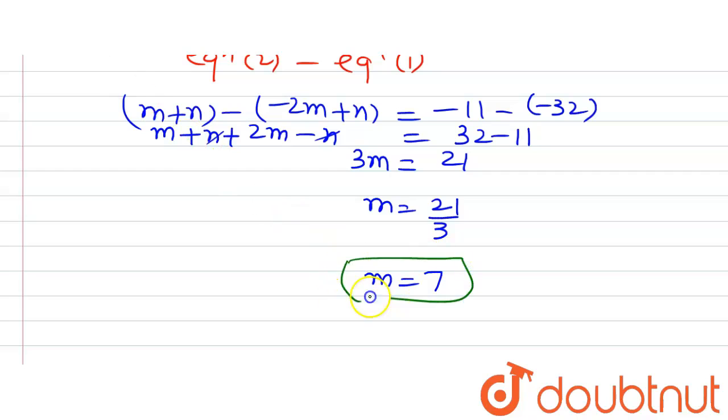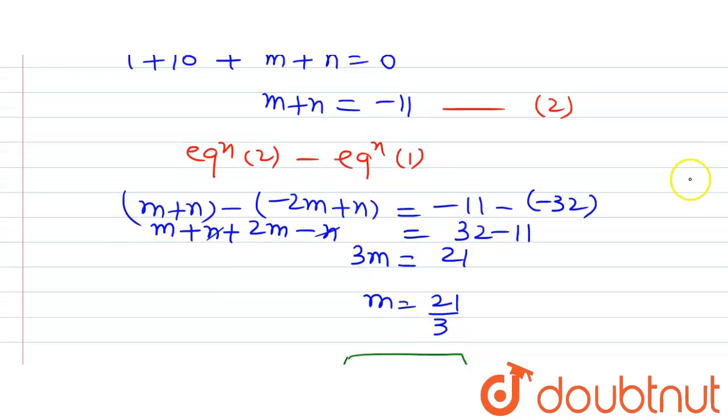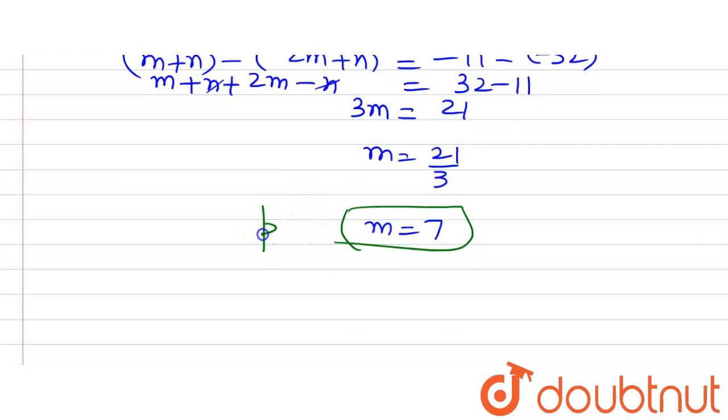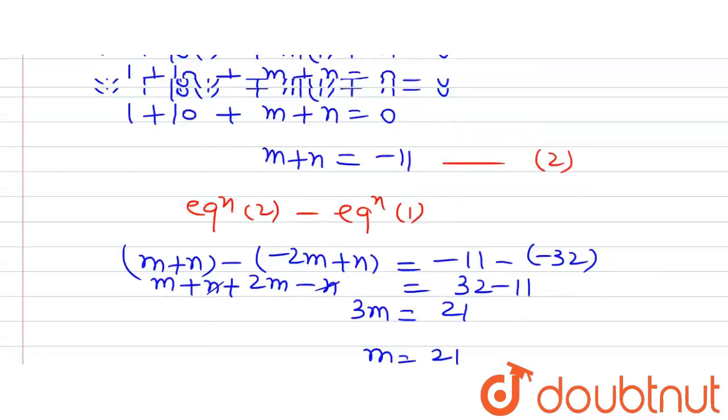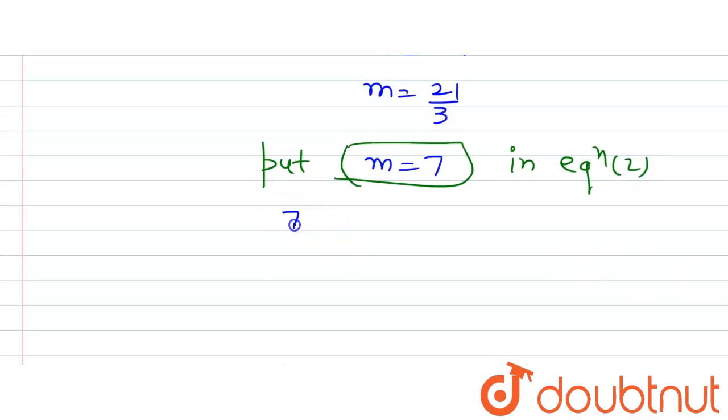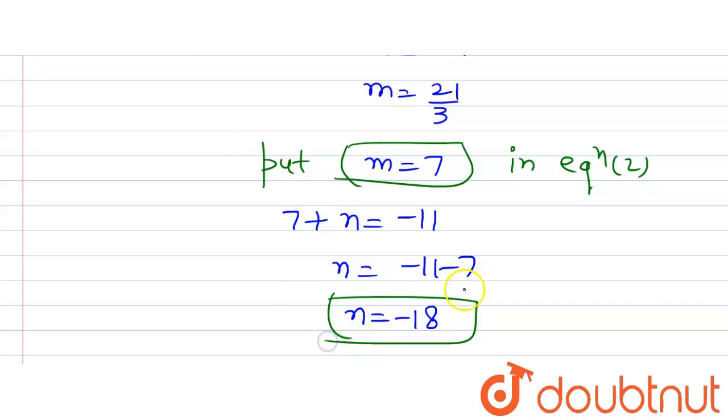Now we are supposed to find out the value of n. Let's find the value of n by putting m equal to 7 in equation 2. Equation 2 says that m plus n is equal to minus 11. Putting m equal to 7, we will have 7 plus n is equal to minus 11. n will be equal to minus 11 minus 7, so n will be equal to minus 18. This is our value for n, that is minus 18.